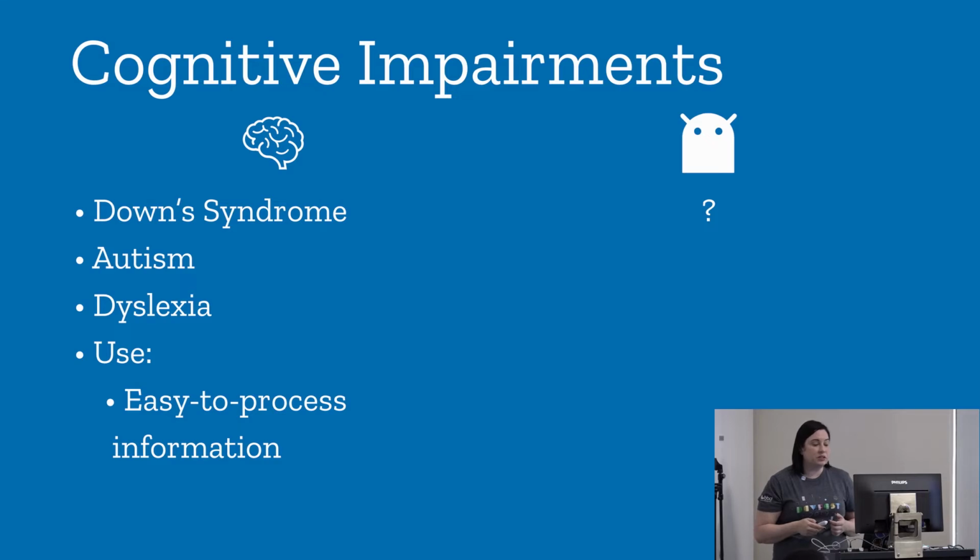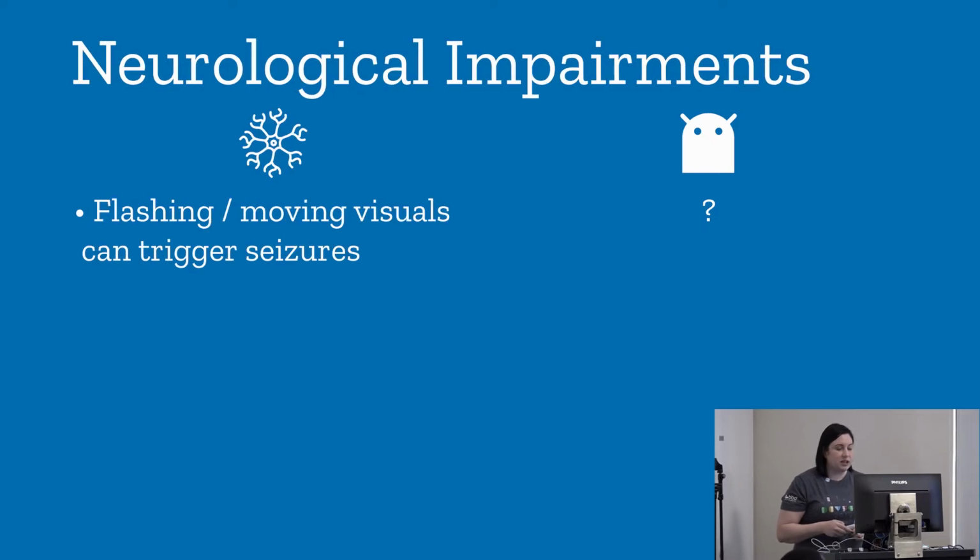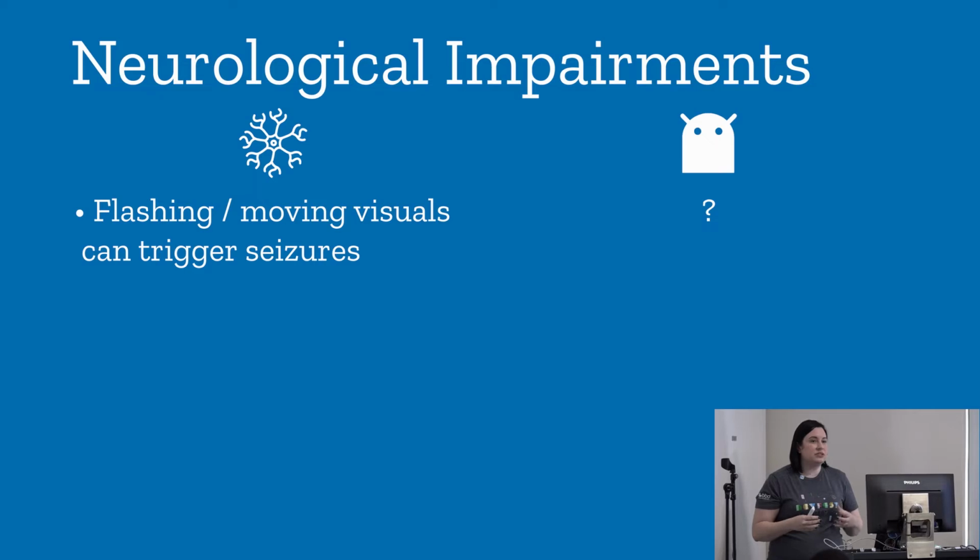Cognitive impairments include Down syndrome, autism, and dyslexia, and folks with these kinds of impairments use easy-to-process information. I couldn't really find anything on Android that would help, but perhaps soon. Neurological impairments include conditions where flashing or moving visuals actually trigger seizures in people. So folks with these kinds of disabilities use settings on their phones to reduce motion, something to keep in mind if you have animation as part of your storytelling of your Android app.